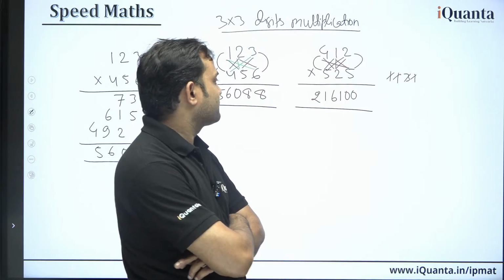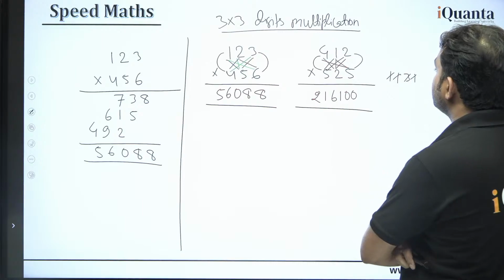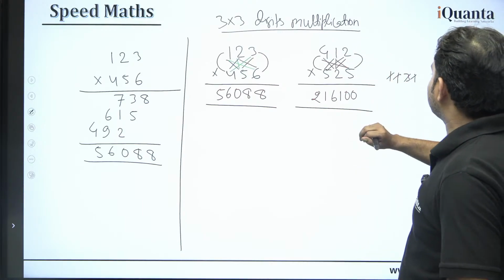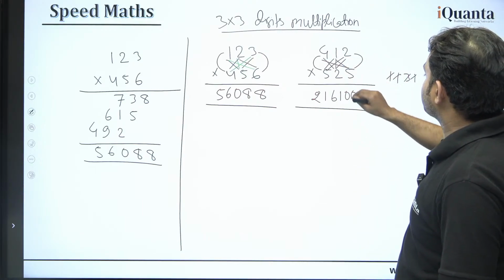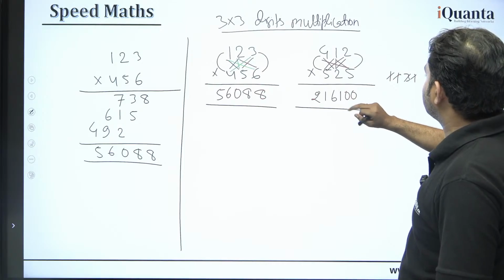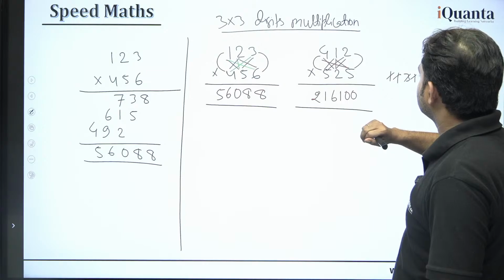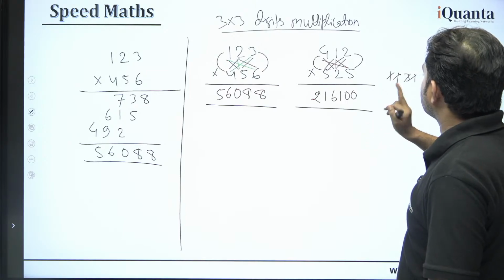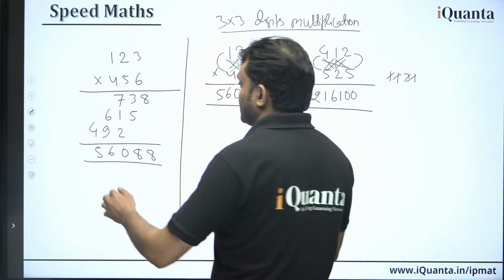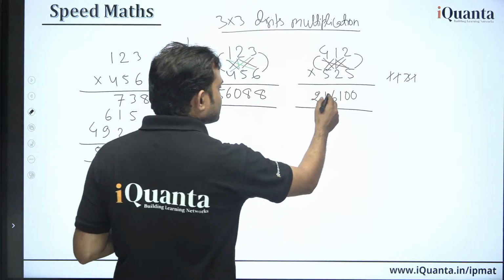Let me check if we have any calculation mistake here. 2 into 5 is 10, carried forward 1. 5 plus 4, 9, carried forward 1 plus 1, 10. Then 20, 10, 30 and 3, 33 plus 1, 34. Okay, my bad. This should be 34, I guess, right?